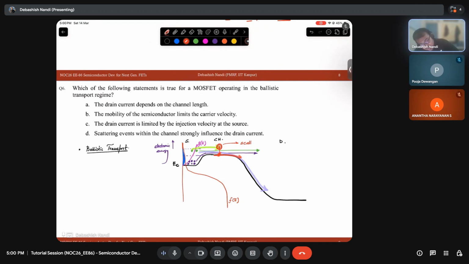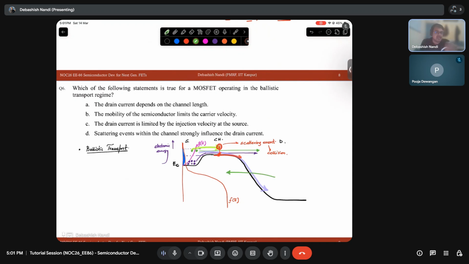So the event here is a scattering event, or one collision. If it is phonon scattering, it is a collision. If it is ionized impurity scattering, it is Rutherford diffraction, right? These collisions are what bring those high energy electrons down to the conduction band, and the electric field from drain to source lets that electron slide down the conduction band. That is how MOSFET transport happens.